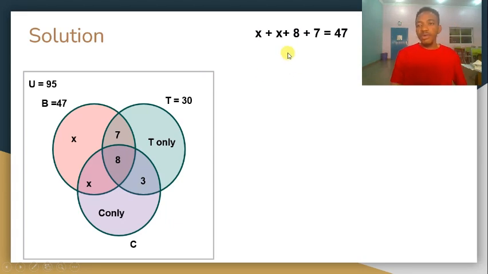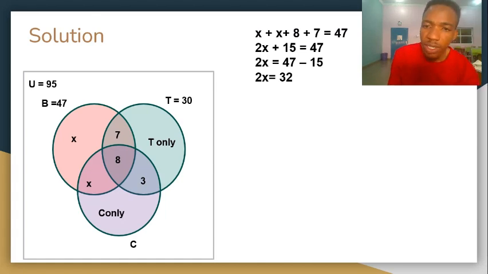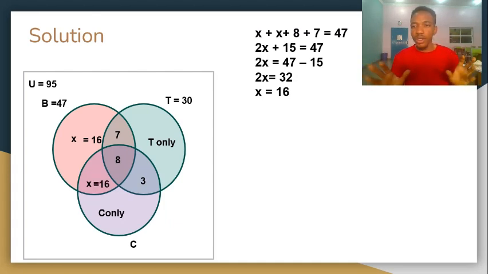So let's follow the math. X plus X is 2X, 8 plus 7 is 15. So equals to 47, 2X equals to 47 minus 15. 2X is 32 and that means X is 16 if you divide both sides by 2. So once I got my X to represent 16, that means bus only is 16. And people that travel by car only is also 16. So let's split it in 16 and 16. So we're done with that.